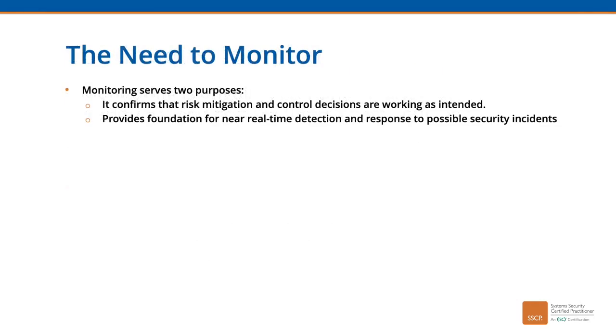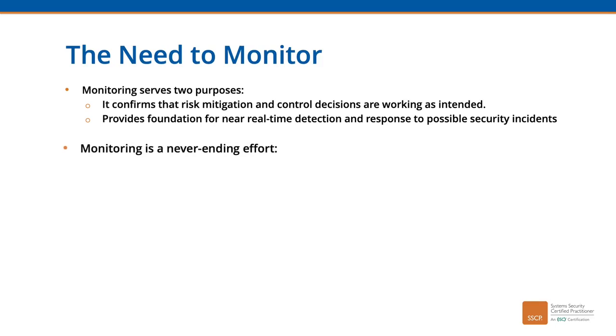Monitoring serves two purposes. It confirms that risk mitigation and control decisions are working as intended, while it provides the foundation for near real-time detection and response to possible security incidents. The risk response was based on management's direction and acceptance of risk. As a result, we should now see that the level of risk has been reduced to an acceptable level, and any other areas of risk that still need mitigation are listed in the risk register with an action plan to address those areas according to the agreed-upon schedule.